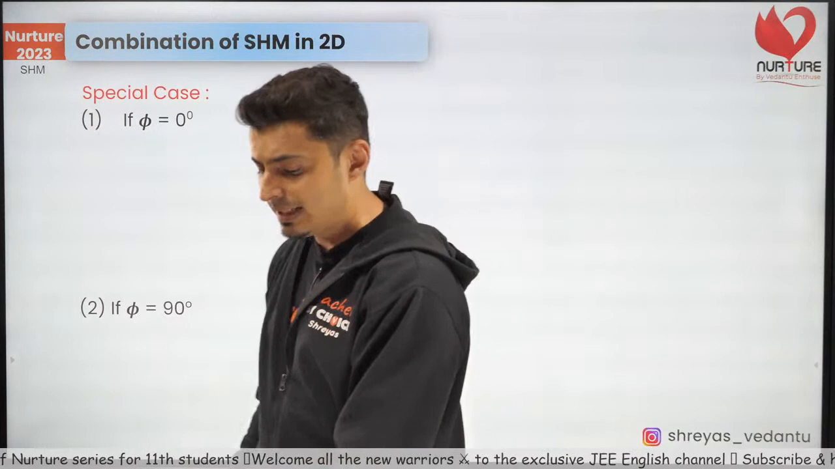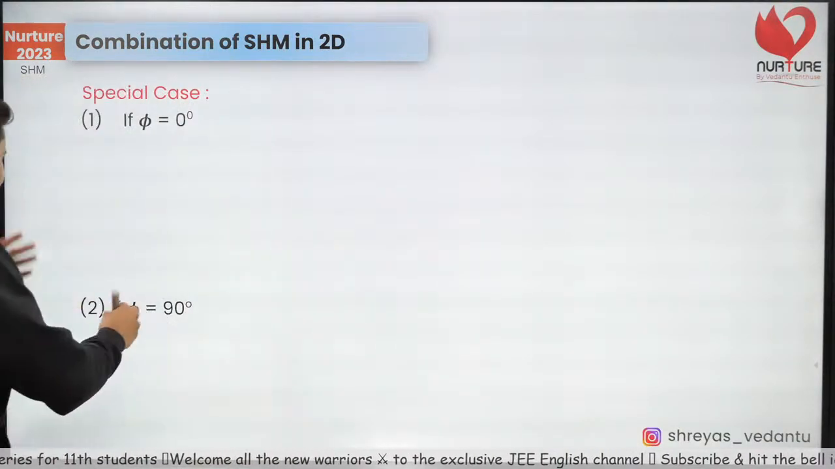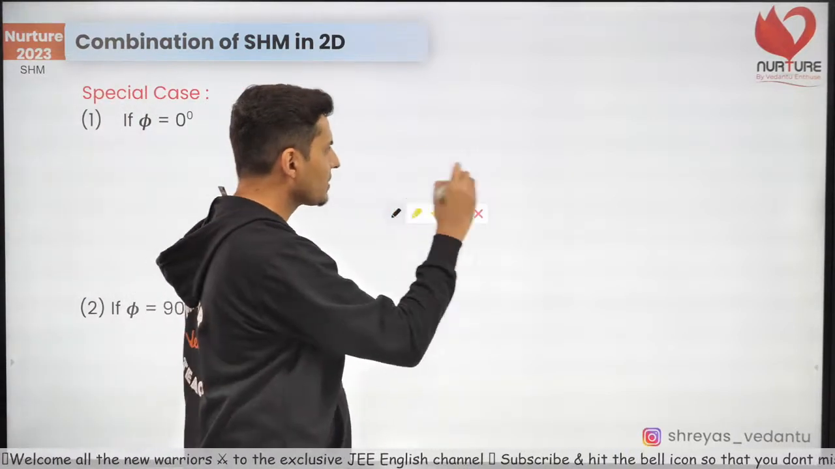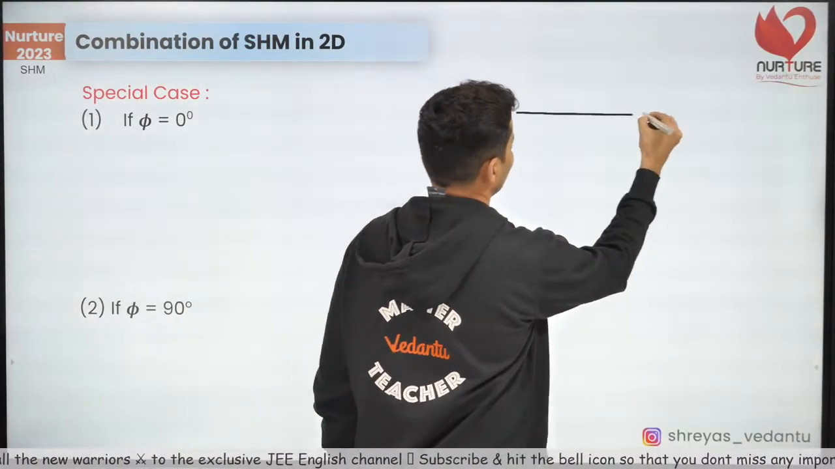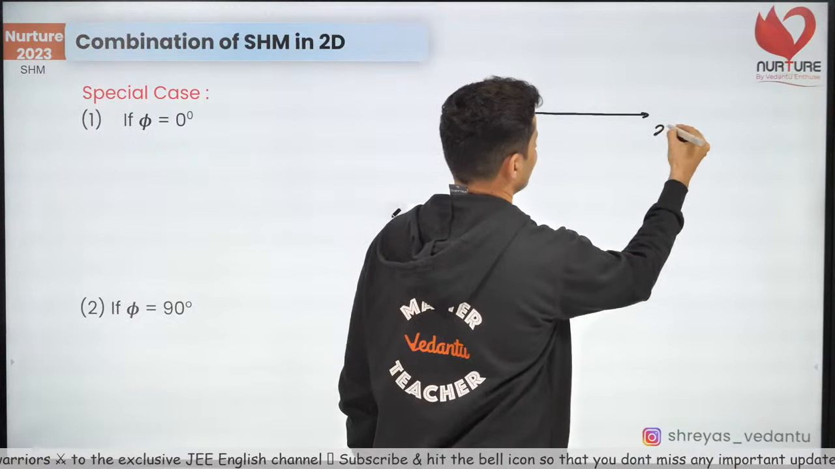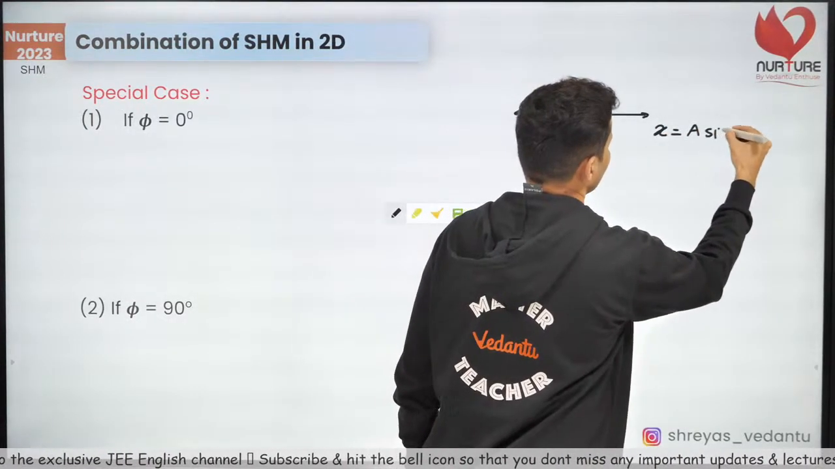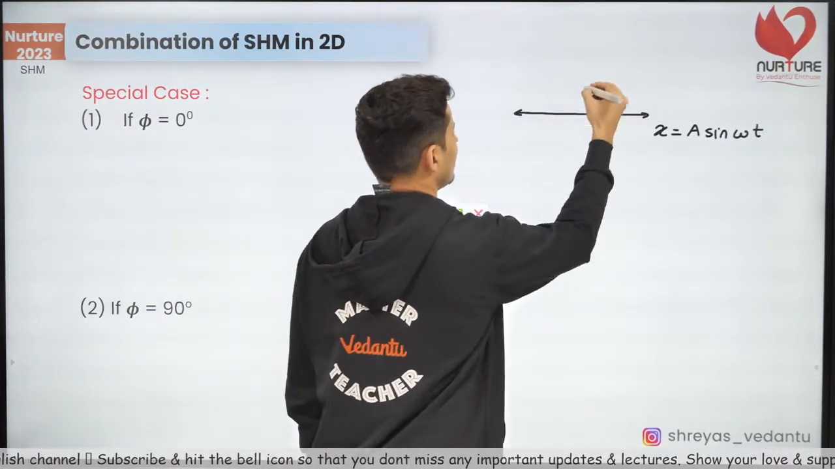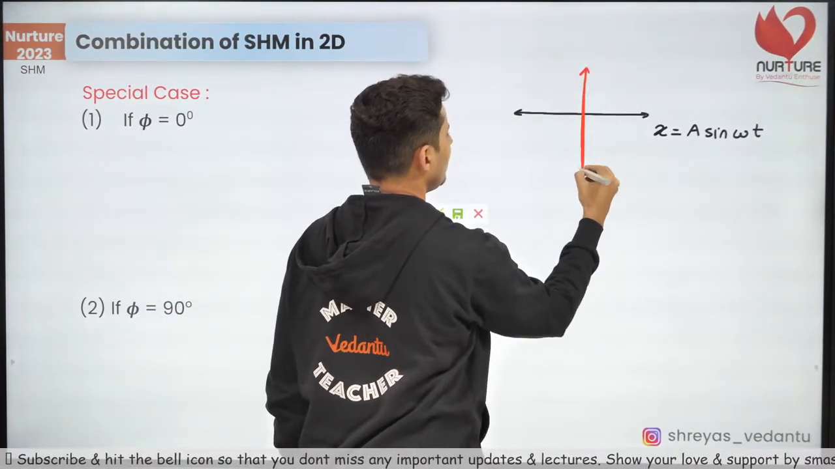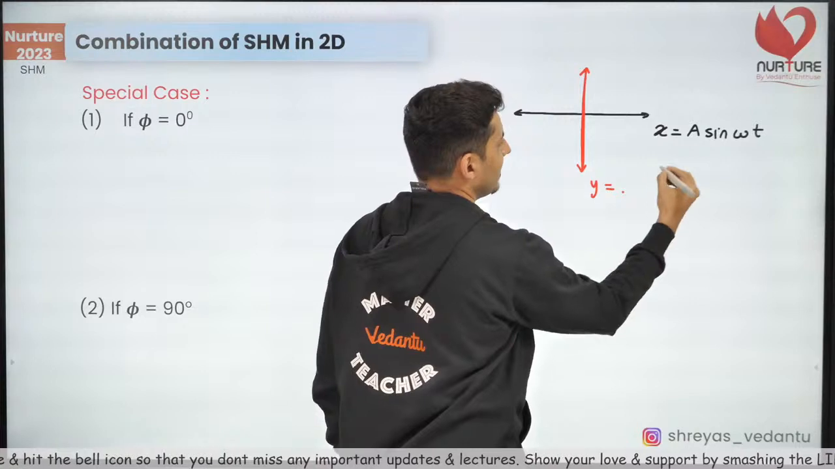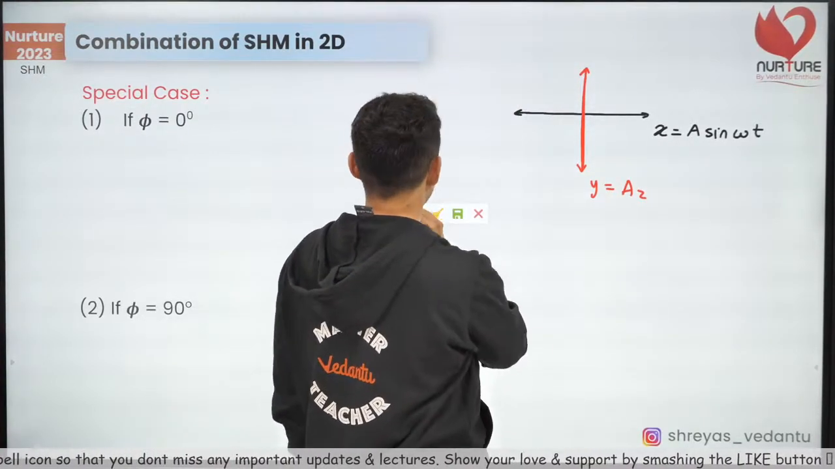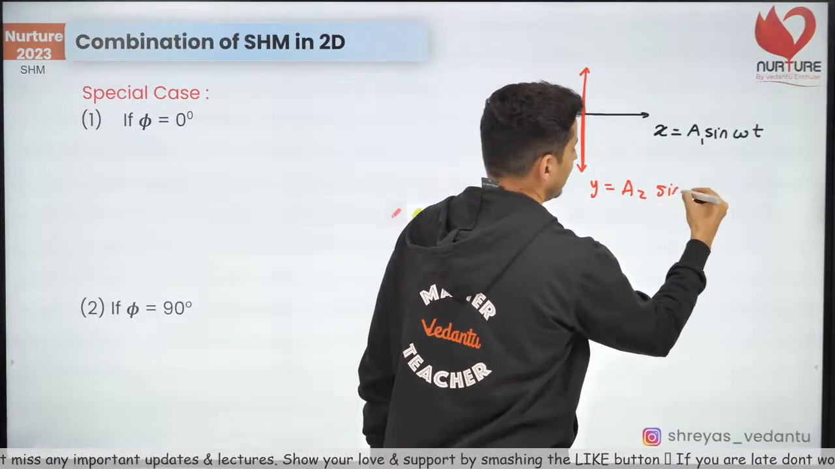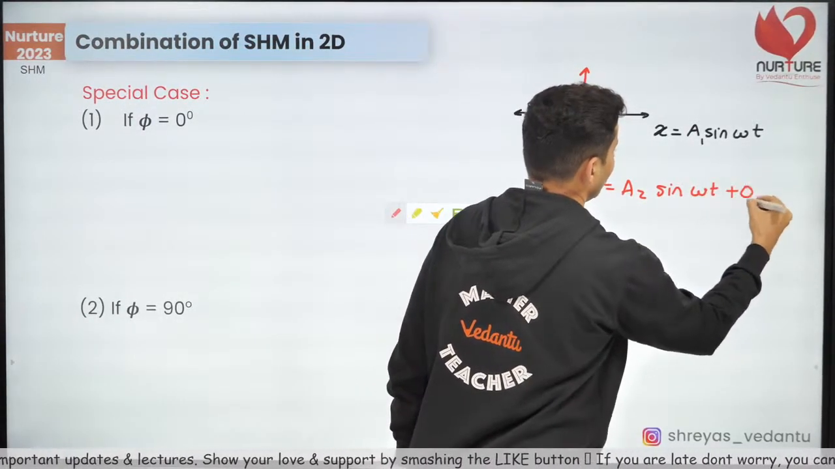I want you to analyze 4 cases. Basically, even if you analyze 2 cases, it automatically analyzes the other 2. So just imagine that there is an SHM which goes in the x-axis. So x is a1 sine omega t. Imagine there is another SHM which just goes in the y-axis. That is, let's say, a2. I need to call this a1. Amplitudes could be different. y is a2 sine(omega t plus phi).